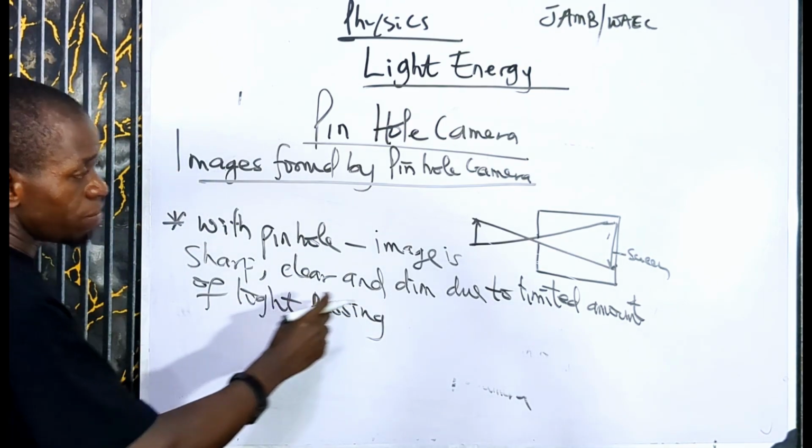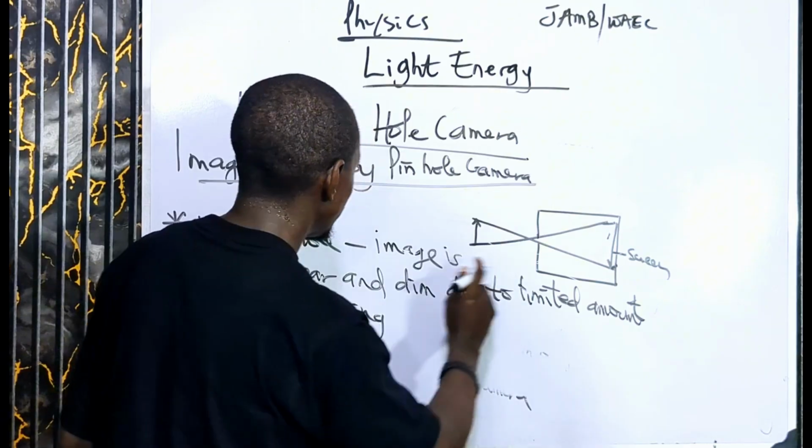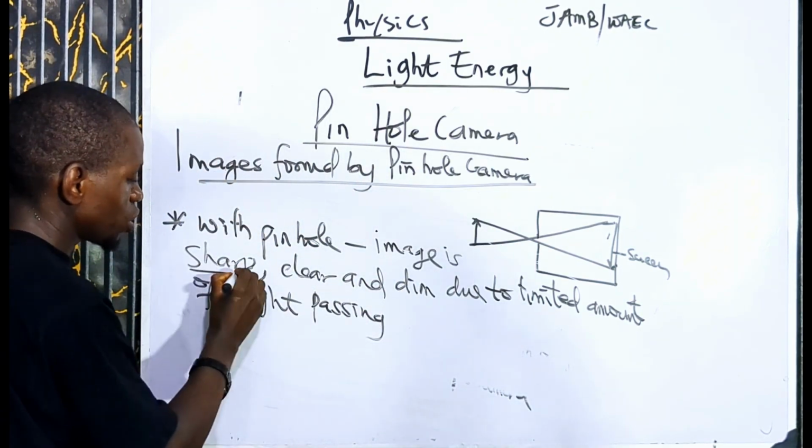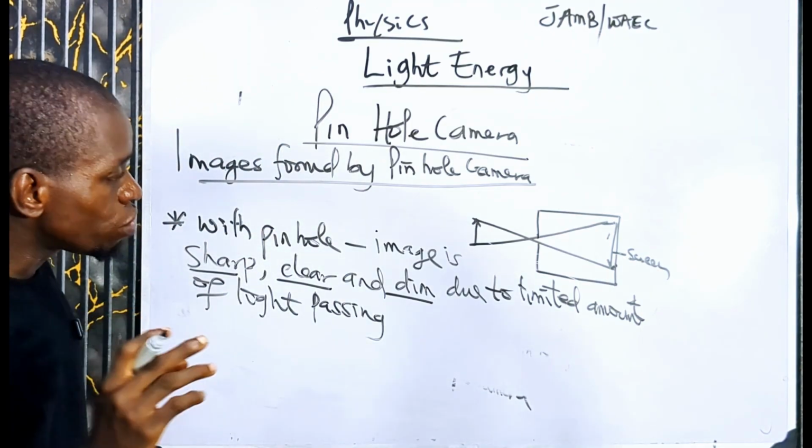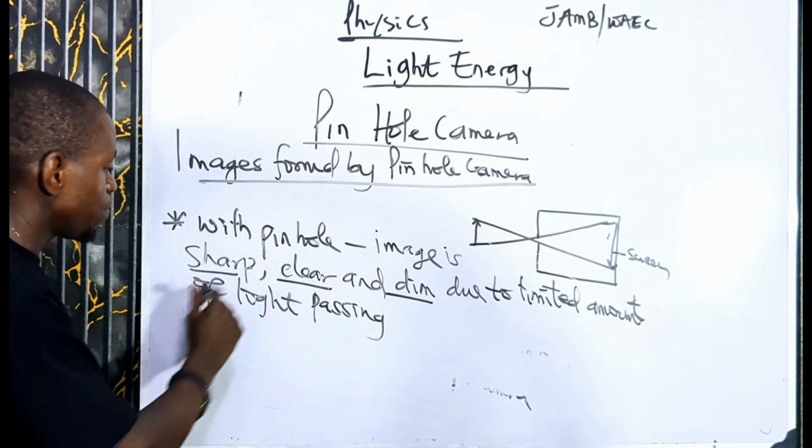So if the hole is very small, what happens now? The image that will be formed will be sharp. It will also be clear, and also be dim. If the hole is very small, that is when you say the pinhole.